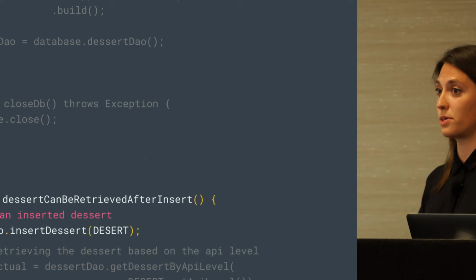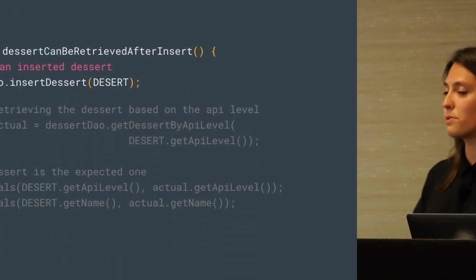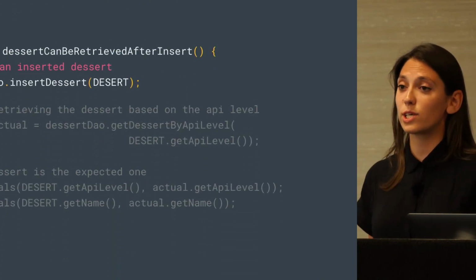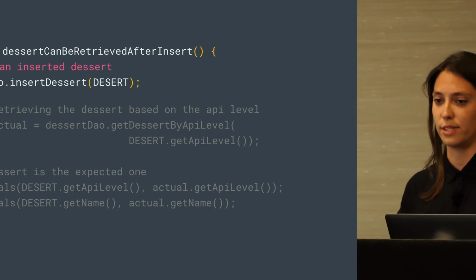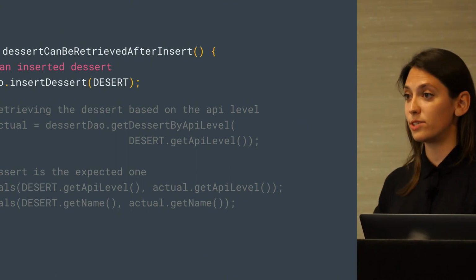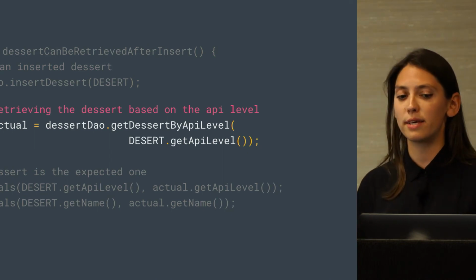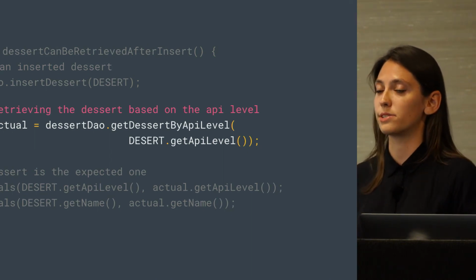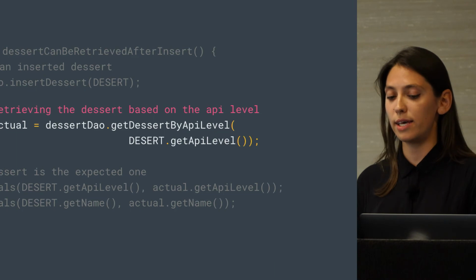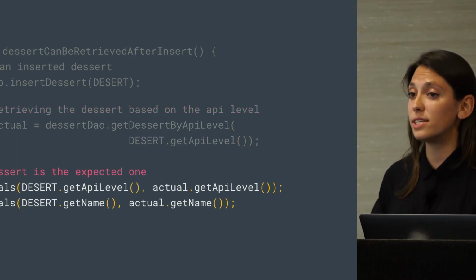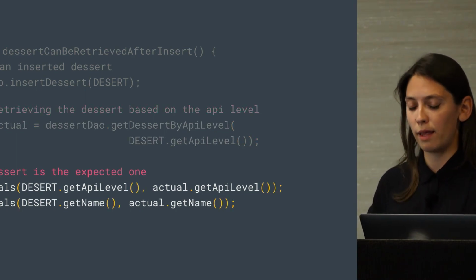Okay, let's see how we really implement a test. So let's say that we want to check that indeed a dessert can be retrieved after it was inserted. First step is to insert a dessert. Second step, if we're using the synchronous method, is to actually get the dessert based on API level, and then check that the dessert is indeed the expected one.